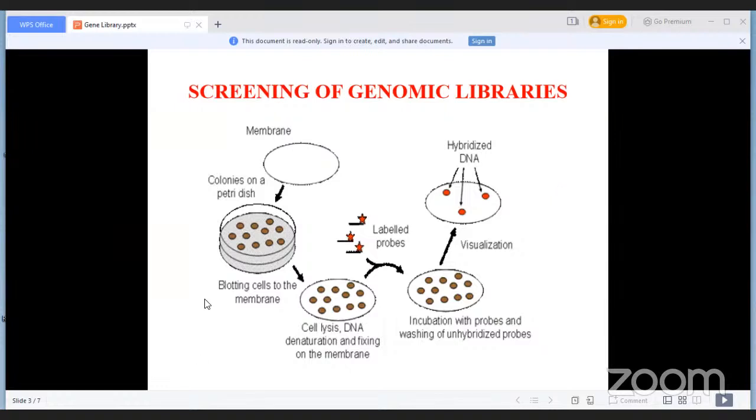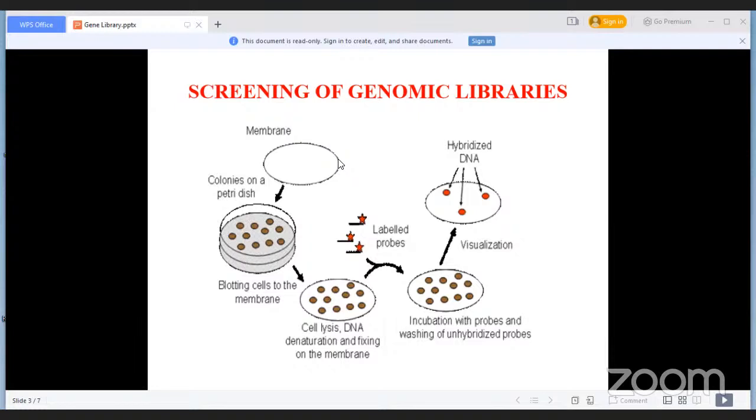It is useful for prokaryotic organisms because in prokaryotic organisms there are no introns. That's why it is most useful for prokaryotic organisms only. And genomic libraries from eukaryotic organisms are very important to study the genome sequence of a particular genome, because we have to study the entire gene, including regulatory sequences, introns and exons. Introns are also studied, exons also studied.